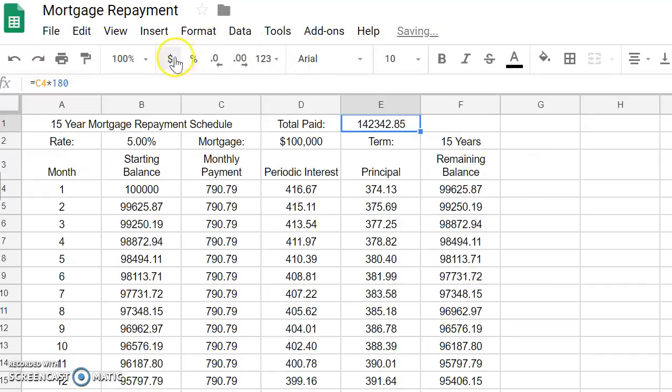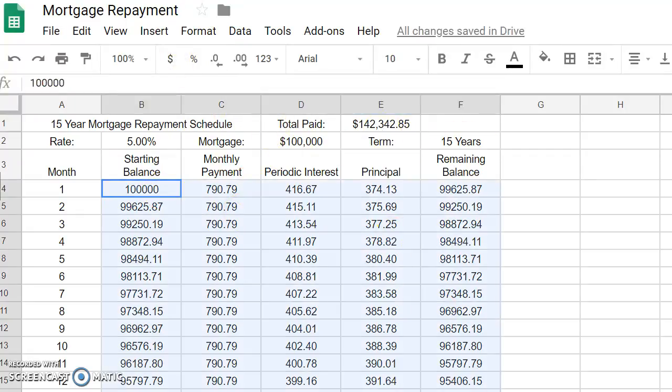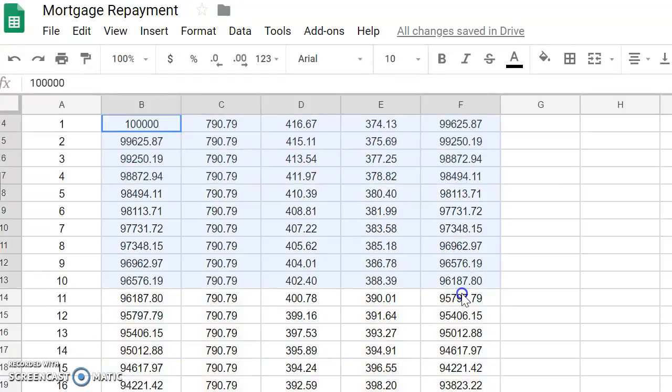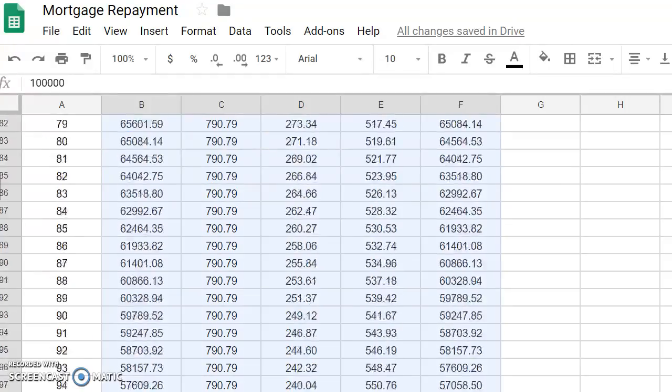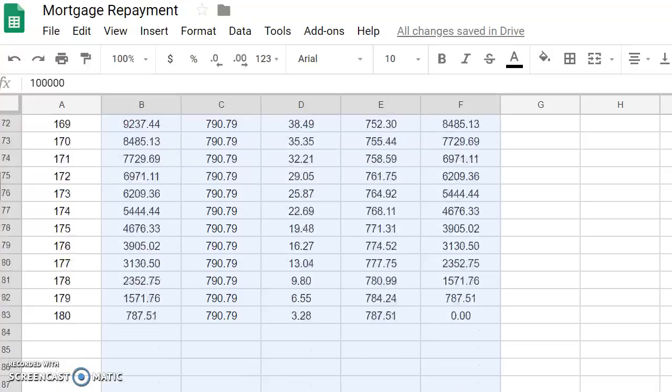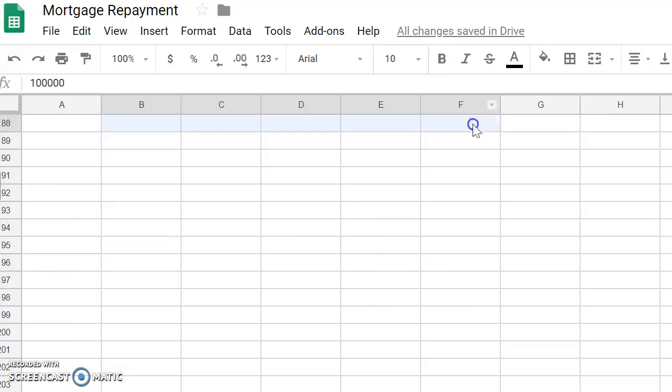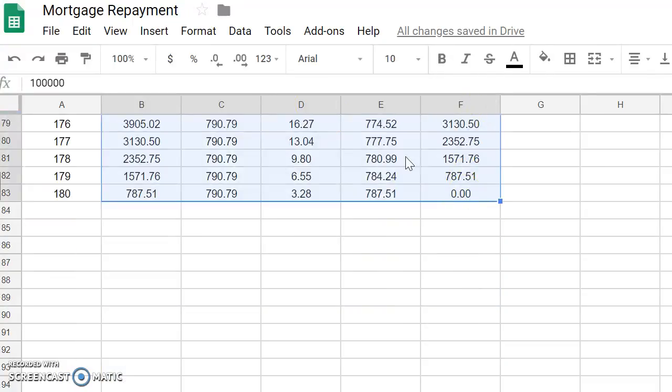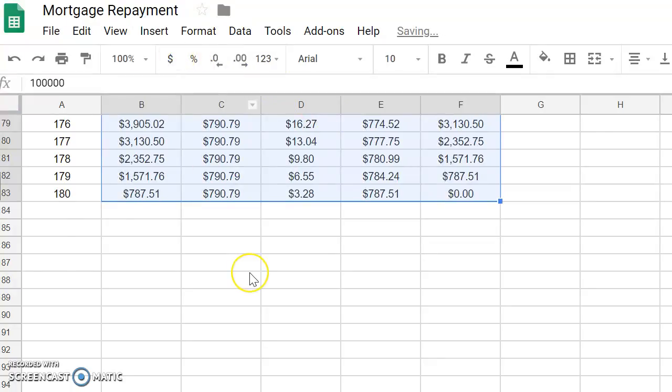Let's also change that to dollar sign on that one. That one's already got it. And let's change these to dollars. Are they all dollars? Yeah, they're all dollars. So let's change that whole block of numbers, change it all to dollars. Make it look really nice.